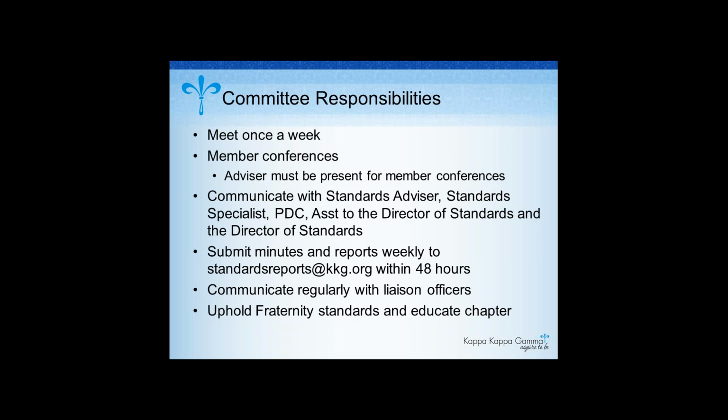The committee should also communicate regularly with the liaison officers. We'll go over liaisons a little bit later, but they should be communicating with these liaison officers very frequently.